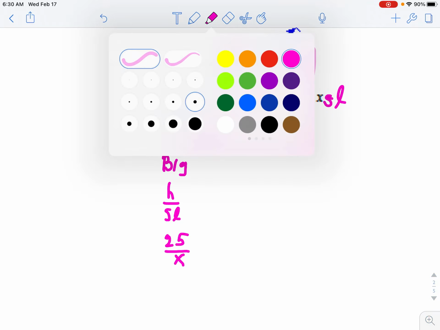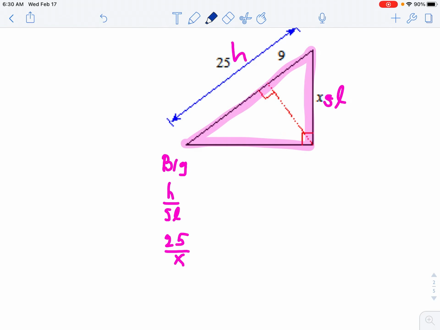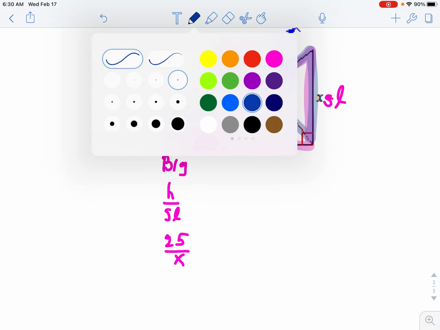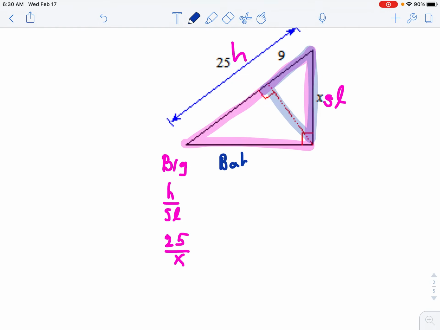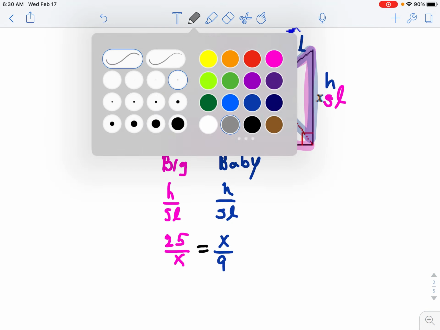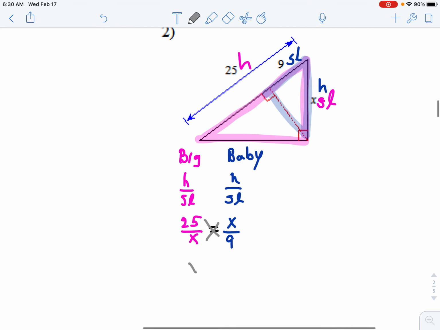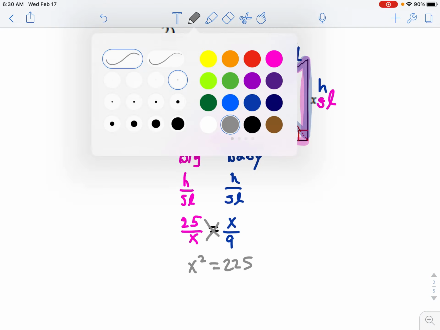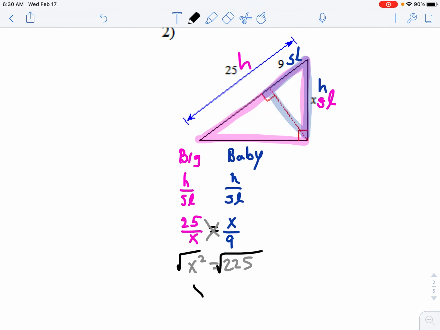Oops. Let me do highlighter mode. Now in this case right here, I also got the itty bitty baby triangle, the most adorable triangle of all the triangles. Again, short leg and hypotenuse. Again, I must keep my corresponding parts matching up. The hypotenuse is X, the short leg is 9. Set them equal to each other. Cross multiply, we're gonna get x squared equals, I believe 225. Take the square root of both sides and x equals 15.